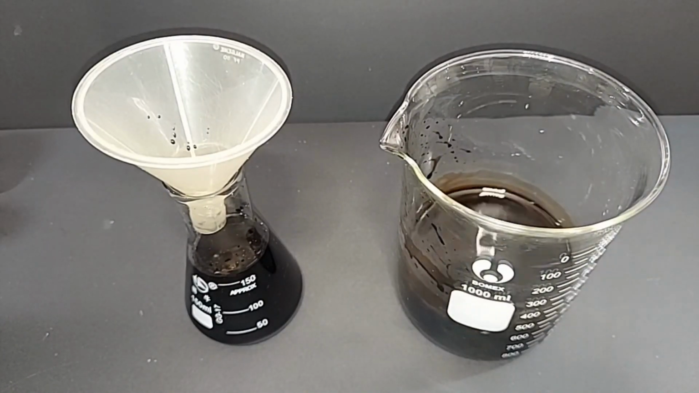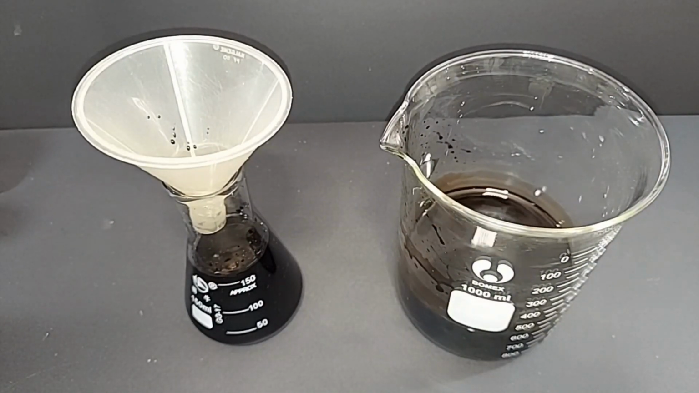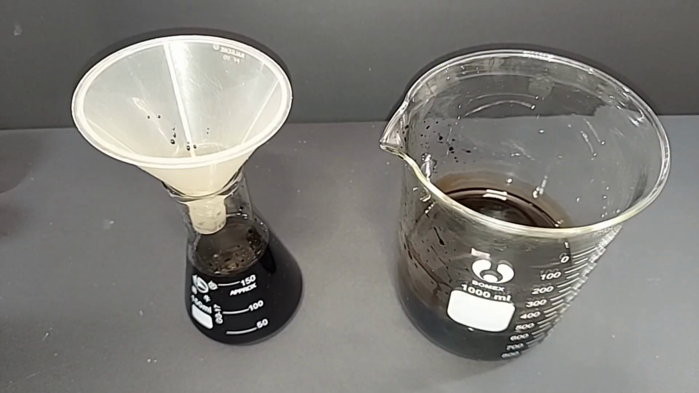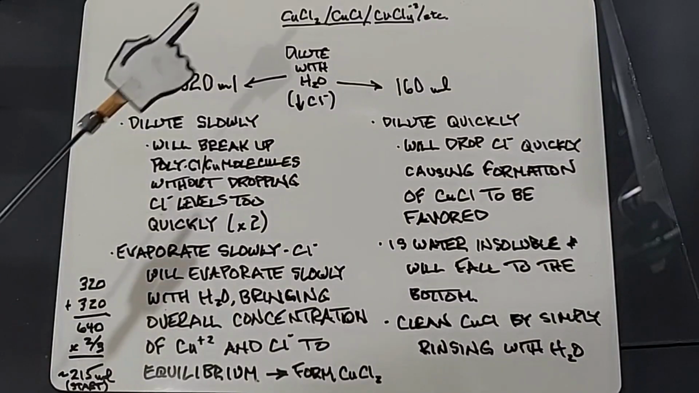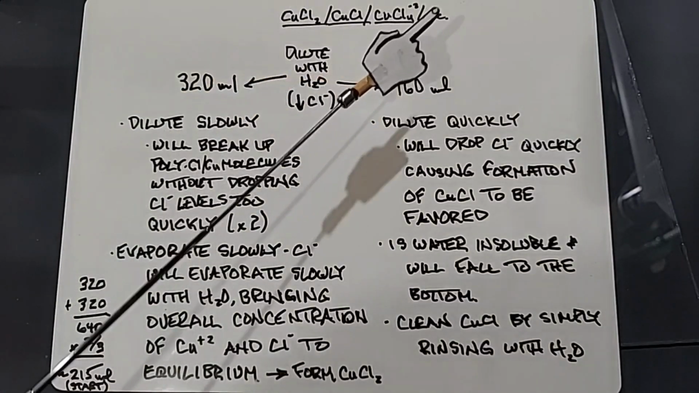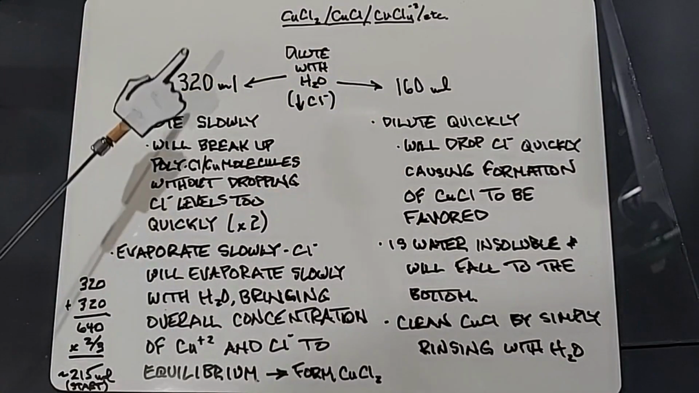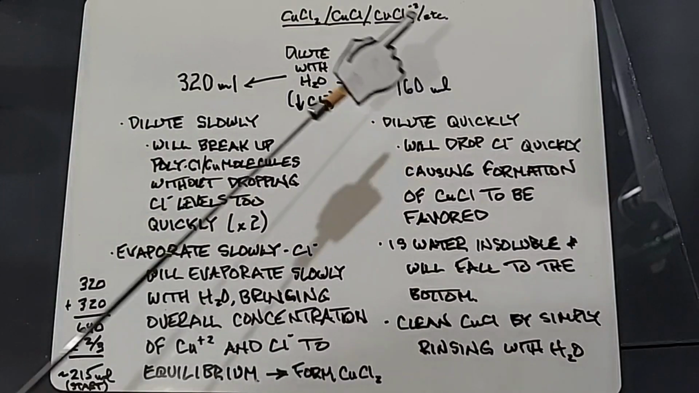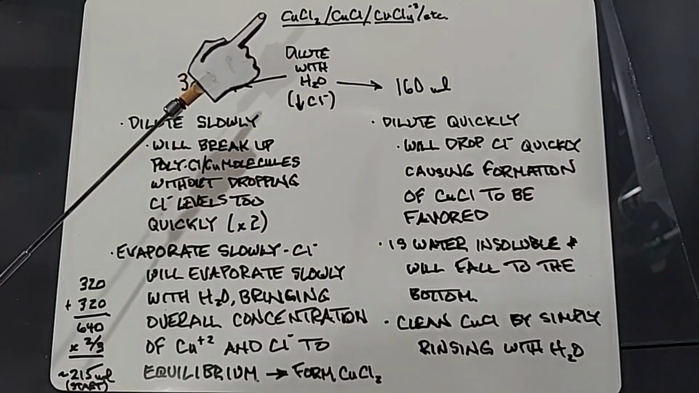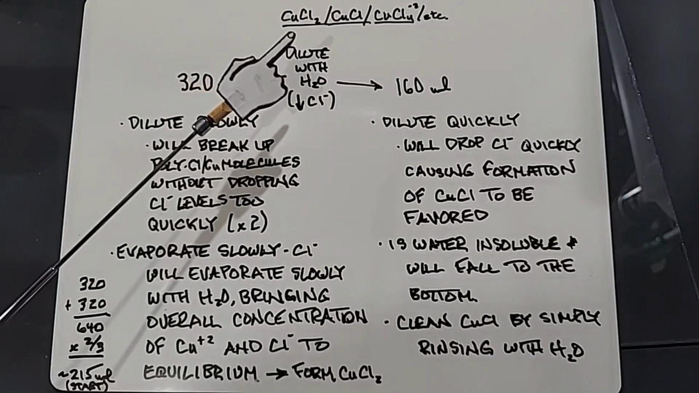Okay, the next step is kind of crazy because both of these need to be diluted with water, but it's how I dilute them that will determine what happens next and how I'm going to get copper 2 chloride out of this and copper 1 chloride out of that. Now that we've divided the copper chloride solution, which is a mix of multiple things I already talked about, into 320 milliliters and 160 milliliters, I said both of them needed to be diluted with water, and it depends how we do it. And we're going to do that right now.